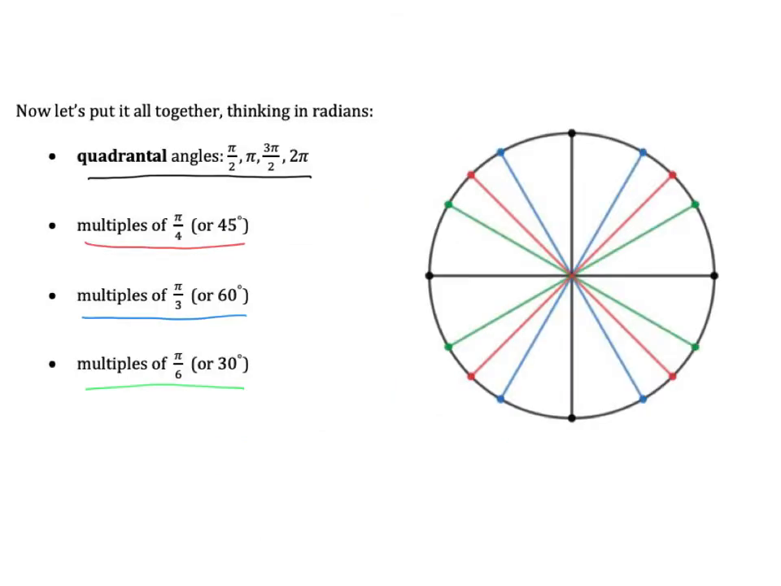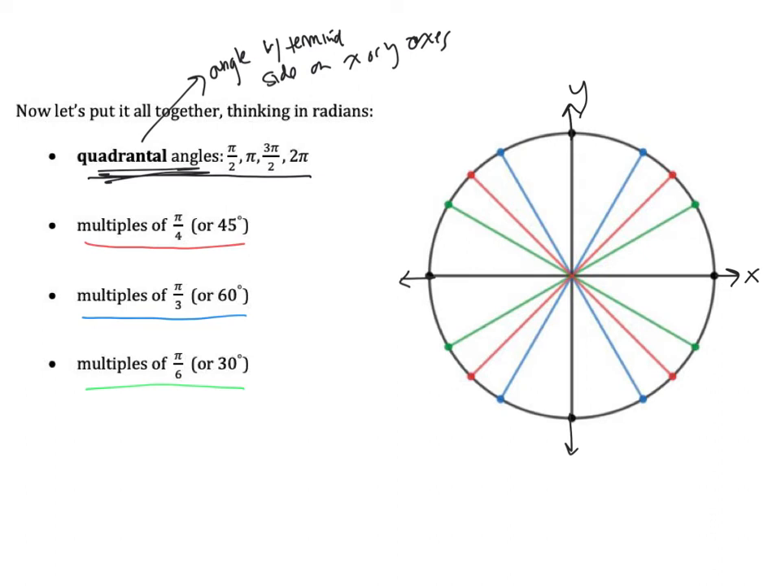Okay, now let's put it all together for our radians. I'm thinking in radians. So we're going to fill out this entire unit circle with radians. Here, this is our y-axis, and this right here is our x-axis. So first we have our quadrantal angles. Your quadrantal angle, remember, is an angle with a terminal side on the x or y axes.